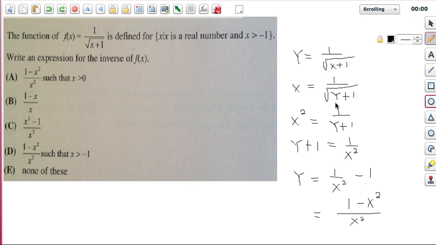And then you go ahead and solve for y. I squared both sides to remove the radical or the square root symbol. I got x squared is equal to 1 over y plus 1. Solving for y, I get y is equal to 1 over x squared minus 1. And then simplifying, this is actually a fraction, so let's just keep it as 1 over 1, so it looks like a fraction. And simplifying the fraction, you get 1 minus x squared over x squared, and the correct answer is A.